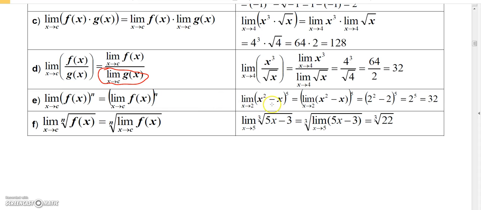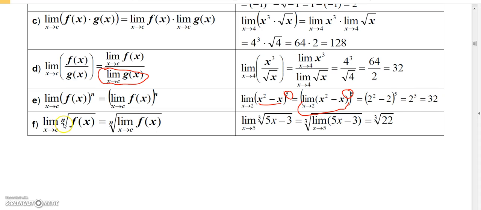So what that means is if I wanted to take the limit of x squared minus x to the 5th power, I actually could take the limit of x squared minus x as x approaches 2 and then raise that result to the 5th power. And you know how to do this. If you take the limit of x squared minus x as x approaches 2, you just get 2 squared minus 2, and we would raise that result to the 5th power. So that would be the same as 2 squared minus 2 is 2, so that would be 2 to the 5th power, which is 32.